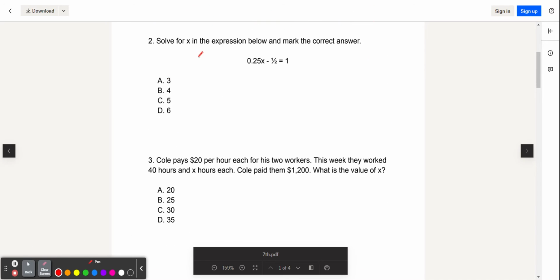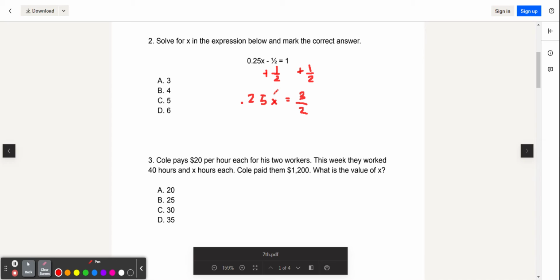Now for number 2, solve for x in the expression below and mark the correct answer. We know how to solve for variables, hopefully. This time it's just throwing us up with fractions and decimals. Well, there's 2 ways we can go. The first way is just go through it normally. First, we want to isolate the term with x, which means we need to get rid of this constant. In order to cancel out our minus 1/2, we add 1/2 to both sides to get 0.25x is equal to 1.5, which is 3/2.